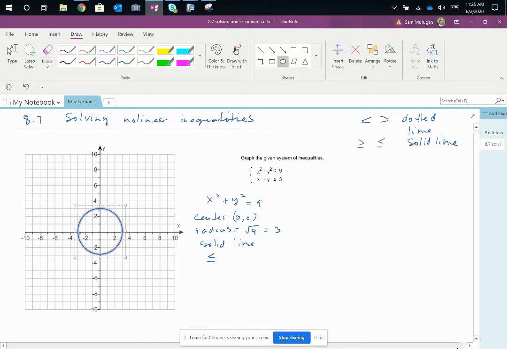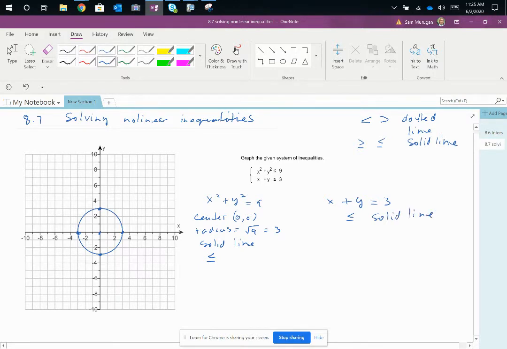Okay. So there's my circle, passes through all of the points. The center is at 0. And then we have x plus y less than or equal to 3. This is also a solid line because it's less than or equal to, solid line.